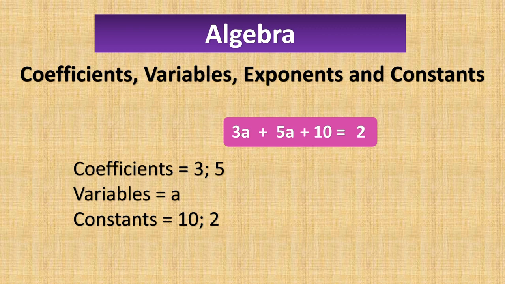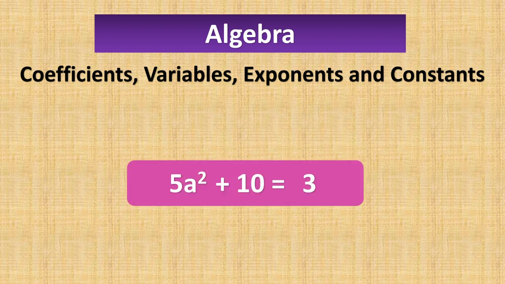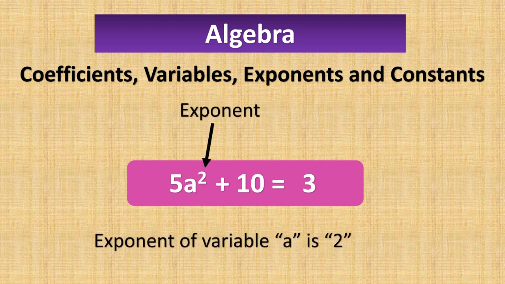Now let's look at another example to understand what an exponent is. In this equation, the first term is 5a squared. A is the variable, 5 is a coefficient, and the 2 on top of a is known as an exponent. That is the power of a.